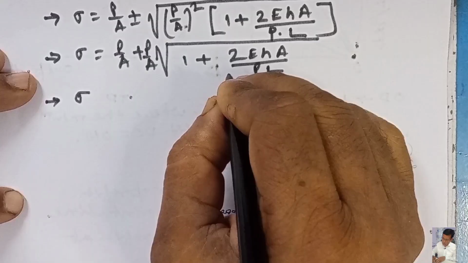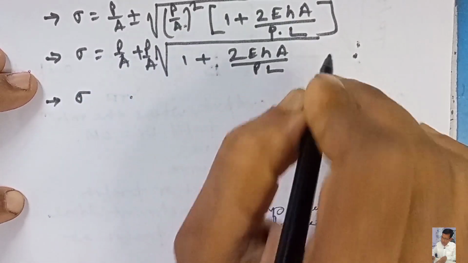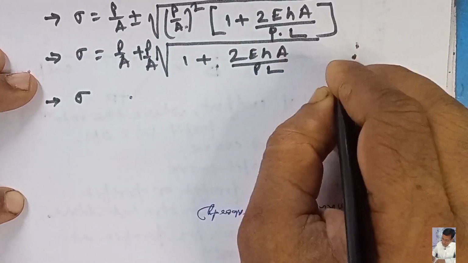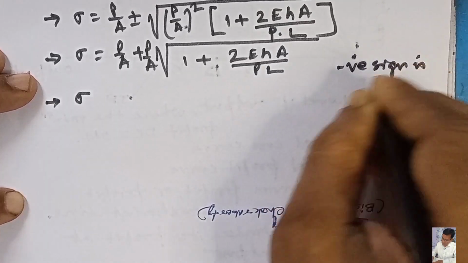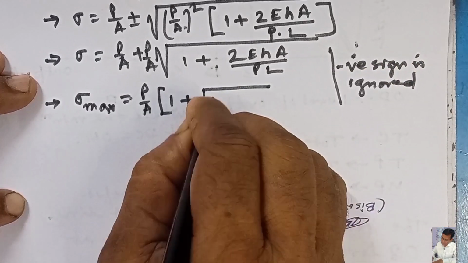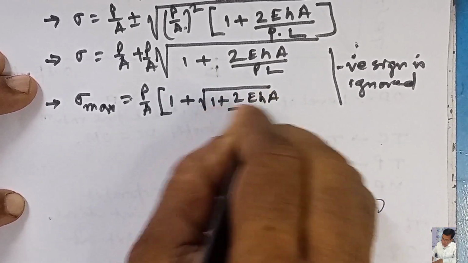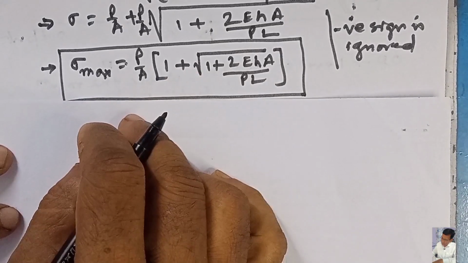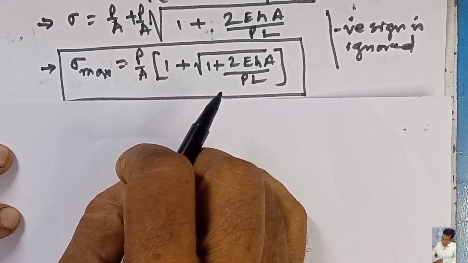Here, stress due to impact load is higher than that due to static load. So, negative sign is ignored. One plus 2EHA divided by PL. When del L is very small compared to H, then we can put del L is equal to 0.